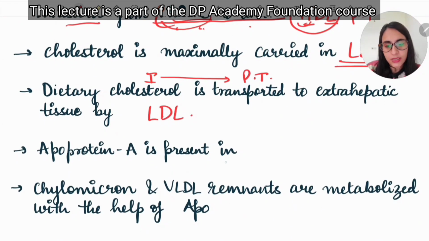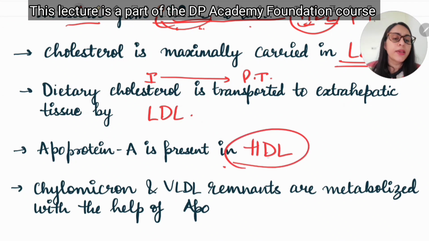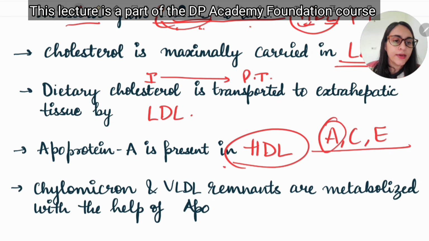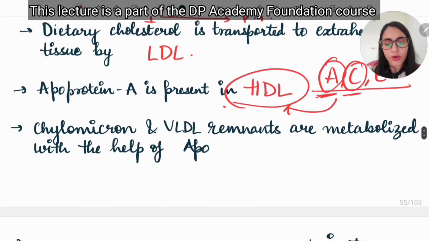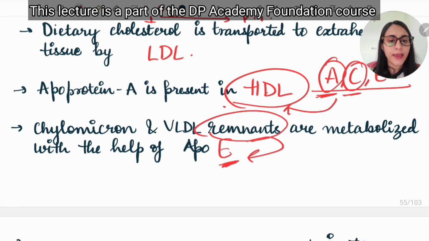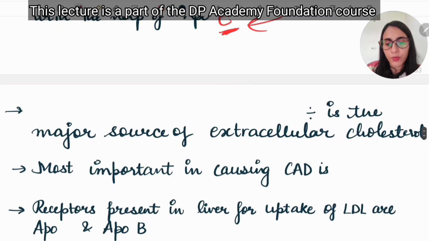ApoA is present in HDL. Remember, in HDL we have studied A, C and E. A and C apoproteins are only seen in HDL. So ApoA is present in HDL. Chylomicron and VLDL remnants are metabolized with the help of ApoE. So remember the formula for remnants: ApoE is the protein.